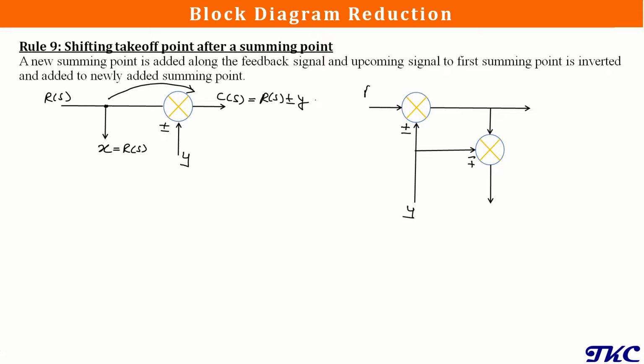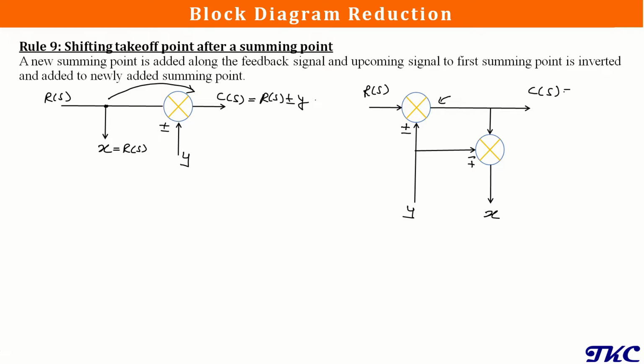So here also the input signal will be R of S and the output signal will be C of S, and we will be having x here, which has this additional summing point, and to this summing point the y signal is added in inverted form. Now let's find the value of x and the value of the output here. To get the output, we need to know the signal after the summing point at this place. So it will be the addition of the input signal and this feedback signal y.